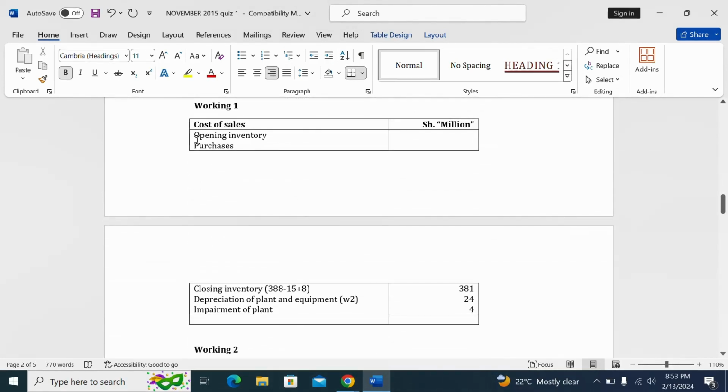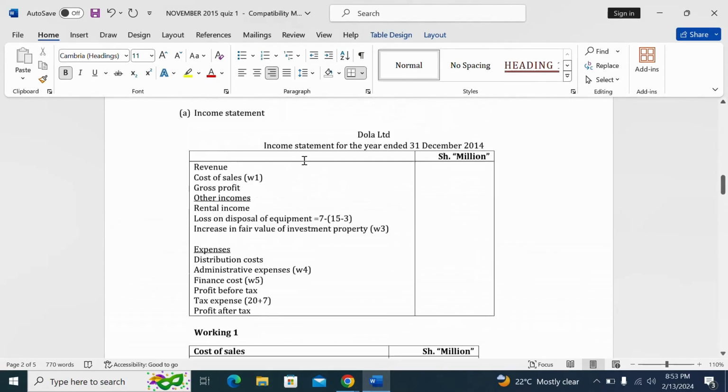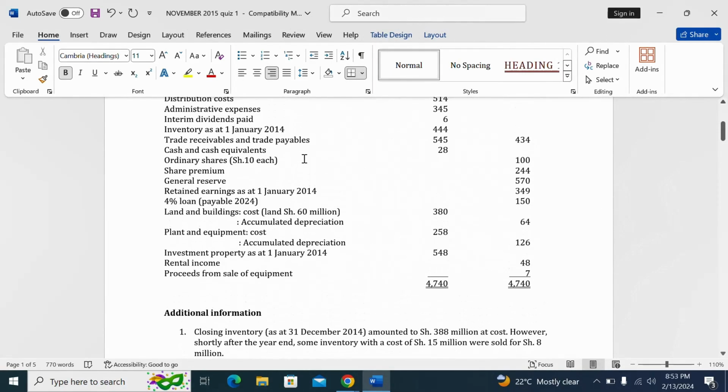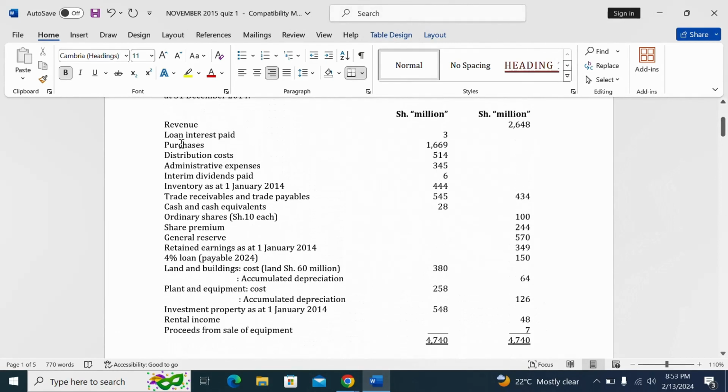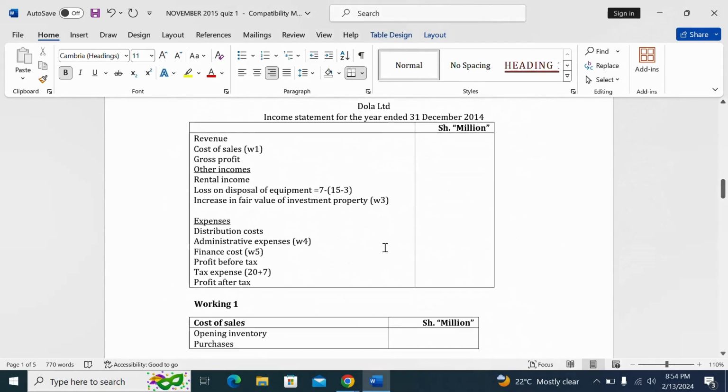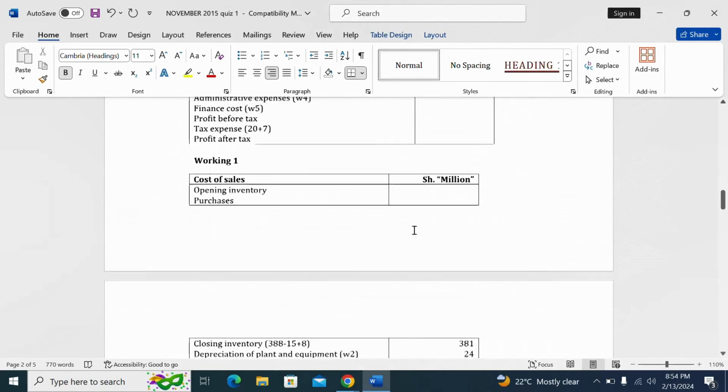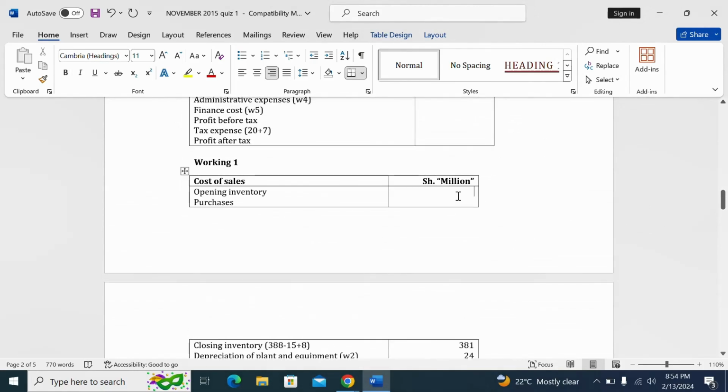Working note number 1, we have opening inventory, that is in the trial balance. How much is the opening inventory? The opening inventory is 444 million. We add our purchases.